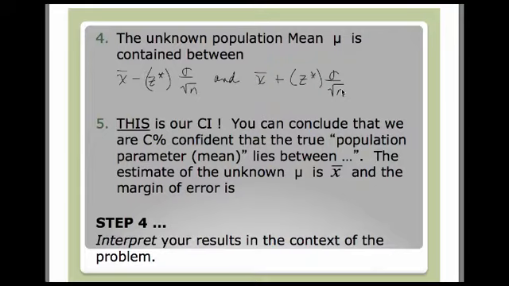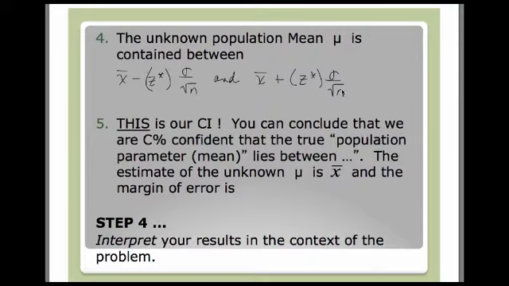Going to the left, you're going to subtract away Z star, that's that critical number you found, times the standard deviation over square root of n. So in doing that, what you're coming up with is the z-star is telling you how far you can go away from the mean. And then the standard deviation is what you multiply by it. And that's how you get your confidence interval.